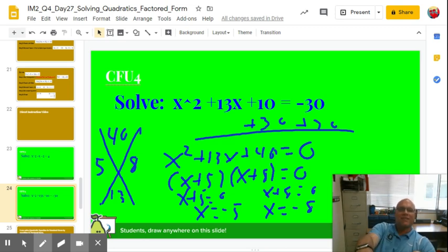How about negative 8? Negative 8 squared is 64 positive. Plus 13 times negative 8, let's see, negative 104. Okay, so 64 and negative 104 is negative 40. Negative 40 plus 10, negative 30. Check.